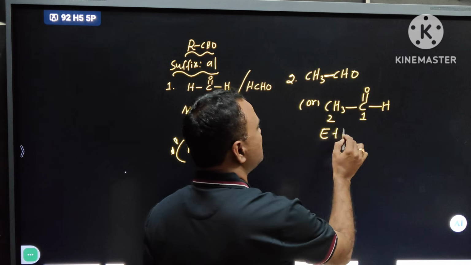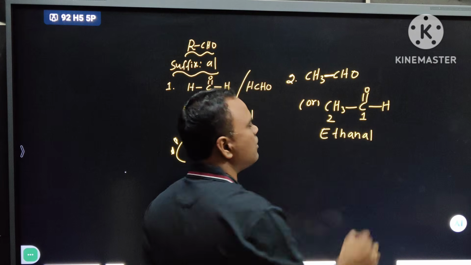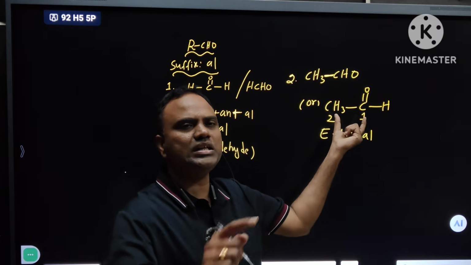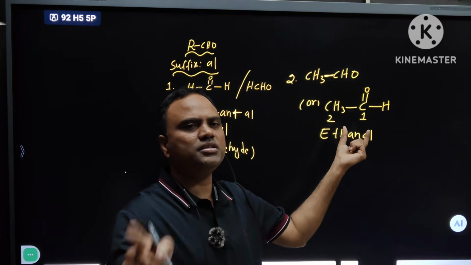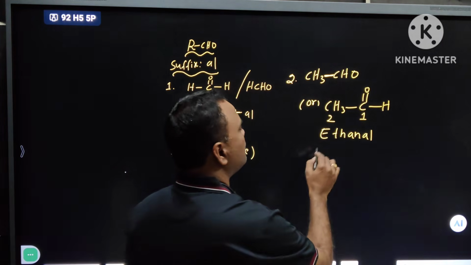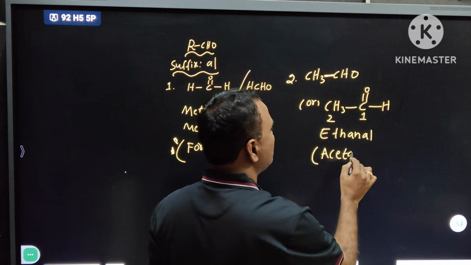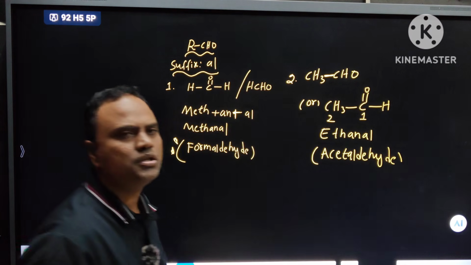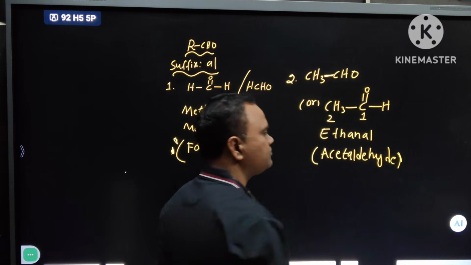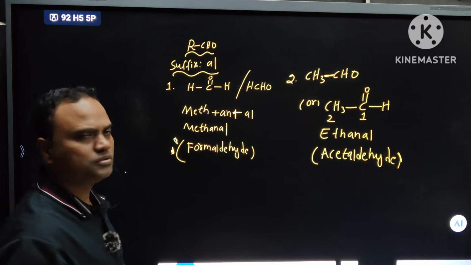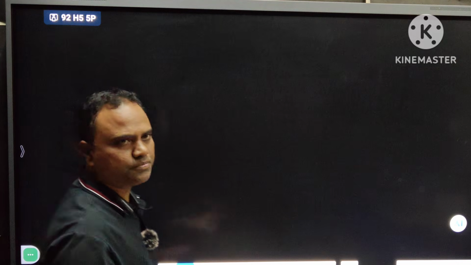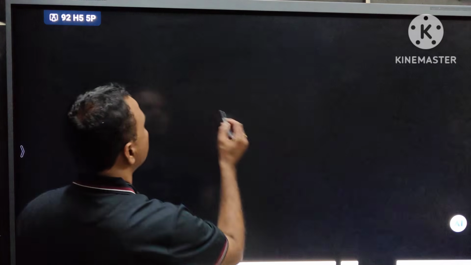Eth plus ane plus al: ethanal. Methanal and ethanal, 2 carbons are there. Eth plus ane plus al, ethanal, and commonly it is called acetaldehyde. Acetaldehyde is its common name. Okay, right. Now I'll increase the depth. Some difficult level questions.